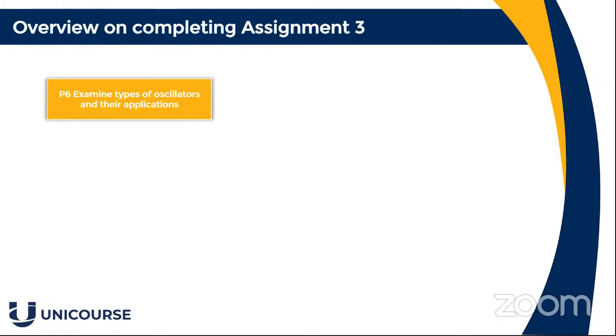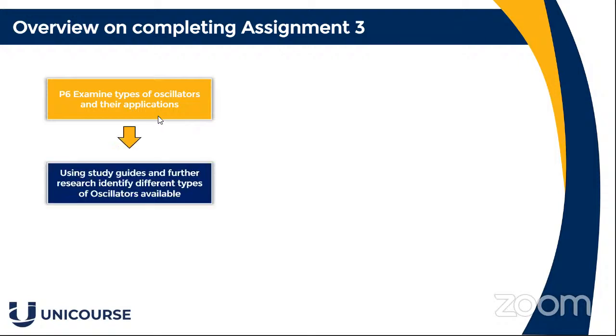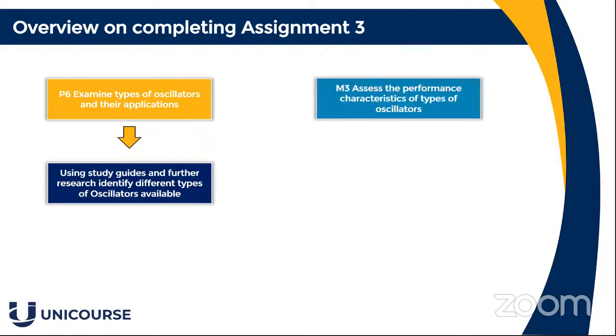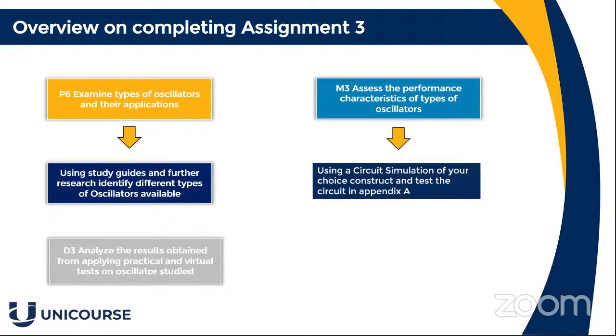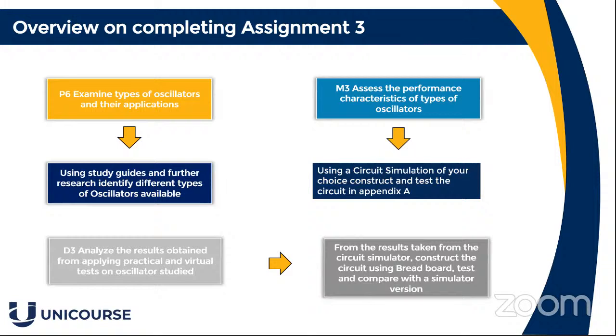So, an overview of the assignment brief. The first pass question, we'll be looking at examining types of oscillators. You'll be using the study guides and further research. I want you to identify different types of oscillators available. And the next one, on the merit one, is to assess the performance characteristics. So this one we'll be looking at a simulator, building the circuit and testing it. And the final one, if you are working through to the distinction one, is to look at the results of the virtual one, build one up on breadboard and compare the two and make some recommendations on the virtual one and the real one.